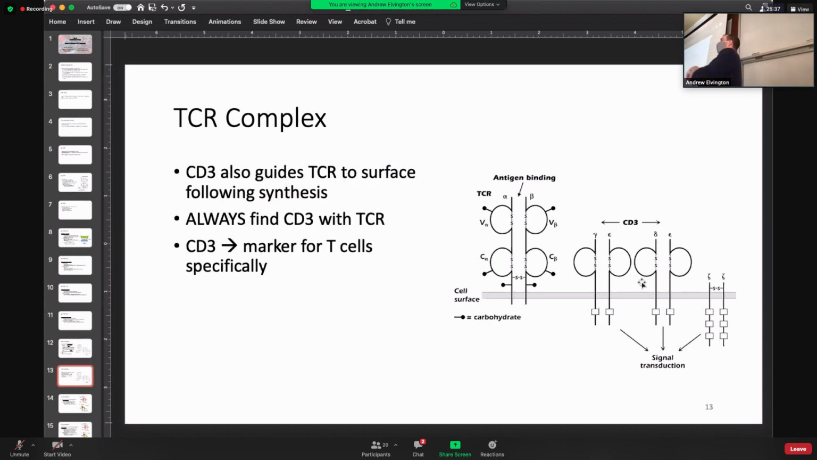What's also interesting about CD3, yes, it's a signaling molecule, but during development, it also plays a role in guiding the T cell receptor to the surface. So if you knock out CD3 in mice or human lines, what you will find is that T cells no longer express TCR on the membrane. So not only do you need CD3 to do the signaling, you also need it to put the receptor in the appropriate place to see antigen. So what we say is that T cell receptor and CD3 are always together. You will never see them separated. So much so that a good marker for just general T cells is CD3.